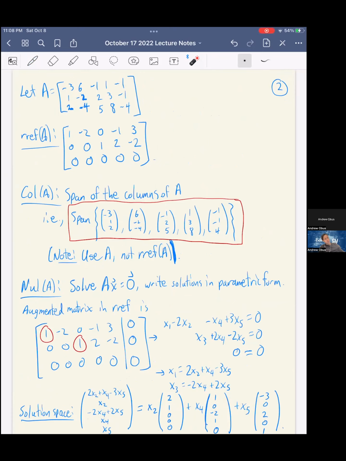So in this case, the null space of A has dimension 3 because we have a basis with 3 different vectors, right? So we have x2, x4, and x5. We got these 3 different vectors, and so you get a 3-dimensional vector space. And how could we know that number 3? Well, 2, 4, and 5 correspond exactly to the non-pivot columns here.